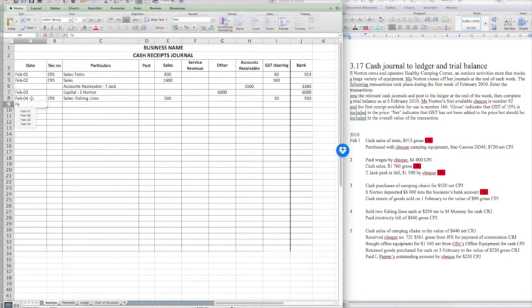Okay. So on February the 5th, a few things happened. The first one we did was some more sales, so I'll pop those in. Sales of camping chairs. They were net again, so we need to add the GST on to those ones. So they were 440, and 10% of 440 is $44. We do have other transactions for February the 5th, so we won't pop it into the bank column just yet.